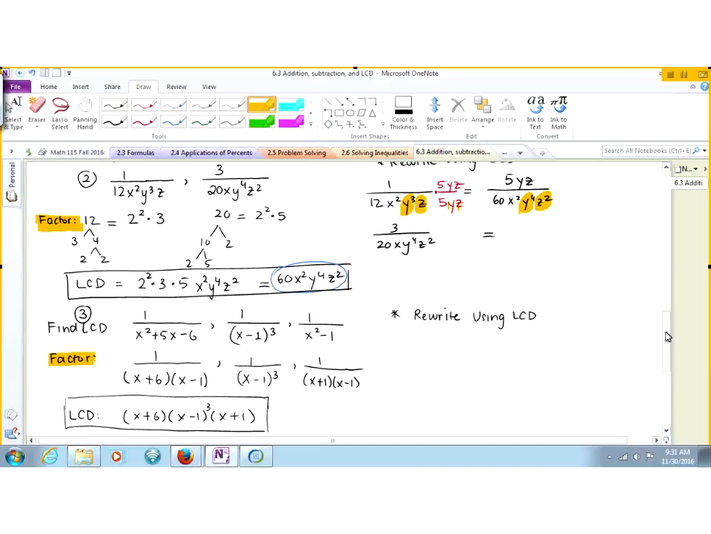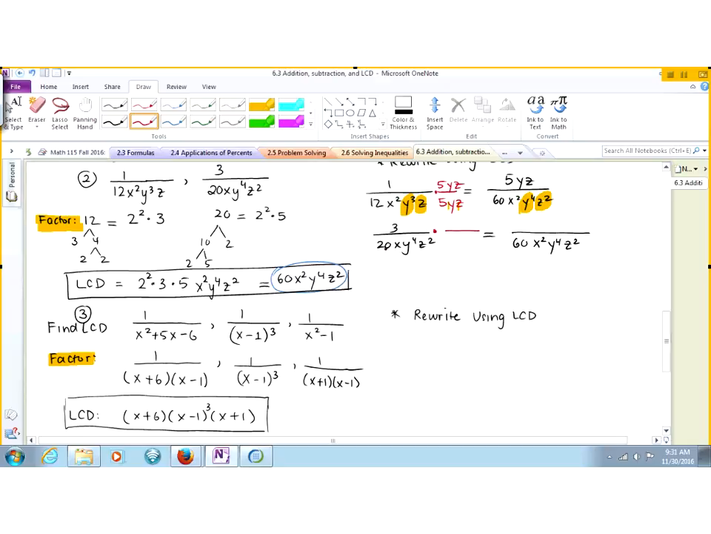Okay. Now look at this. 3 over 20xy to the 4 z squared. Okay, what is my LCD? Yeah, so I'm just going to write it here and I'm going to compare them. 60 x squared y to the 4 z squared.